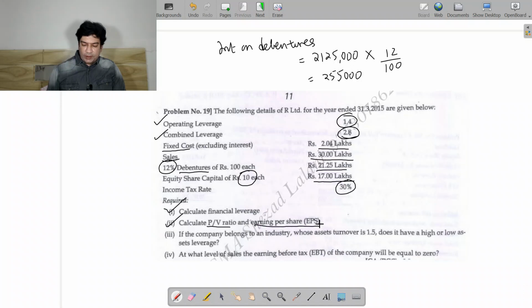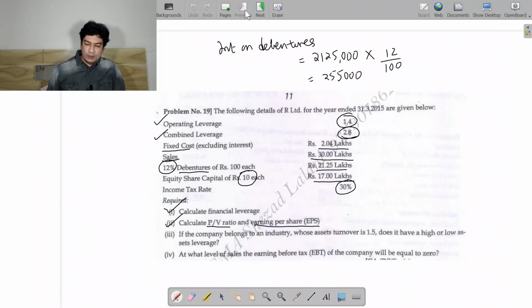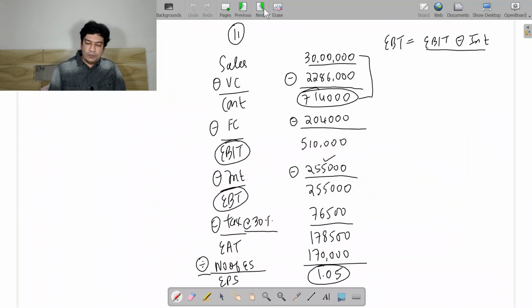Now we have to find the earning per share. We have already found the earning per share, which is 1.05. So the second component is also answered. Now the company belongs to an industry with an asset turnover of 1.5. So they have told us that the industry has an asset turnover of 1.5. Now we need to find the asset turnover for the company.